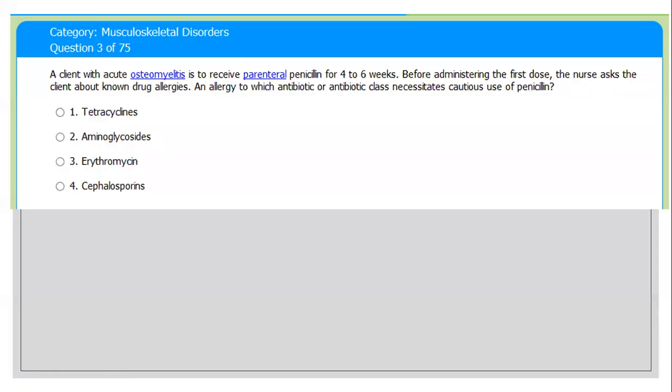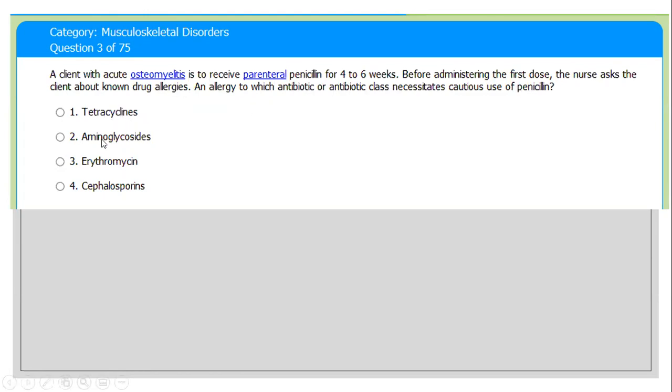Next question about osteomyelitis. A client with acute osteomyelitis is to receive parenteral penicillin for 4 to 6 weeks. Before administering the first dose, the nurse asks the client about known drug allergies. An allergy to which antibiotic or antibiotic class necessitates cautious use of penicillin, right?